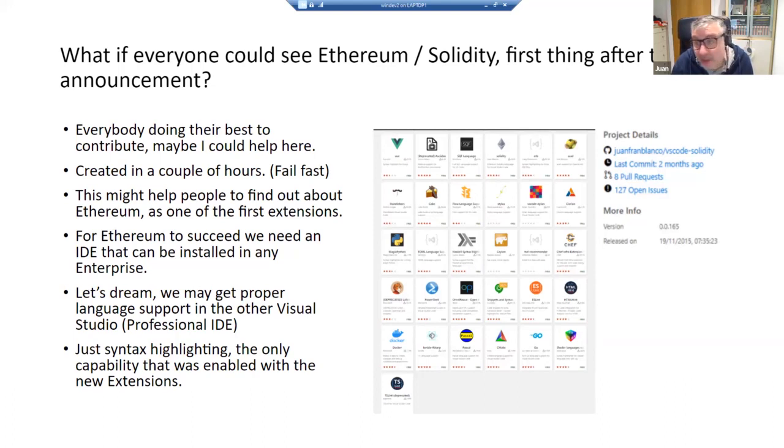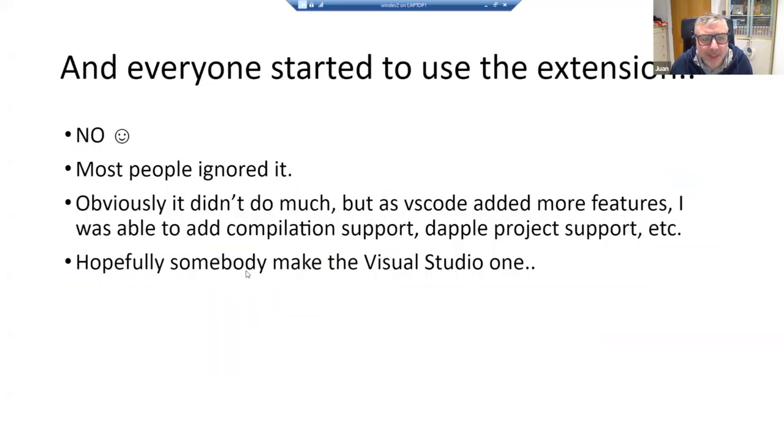But I always thought, really, Visual Studio, the one that's normally used for .NET or C++ development, etc., would be the one to go for, because obviously nobody was using it there. And if enterprises could do it, you could install it in all our .NET teams that we had, and that would obviously be amazing. So, and everybody started using it. Well, no. Nobody was using it. Most people ignored it.